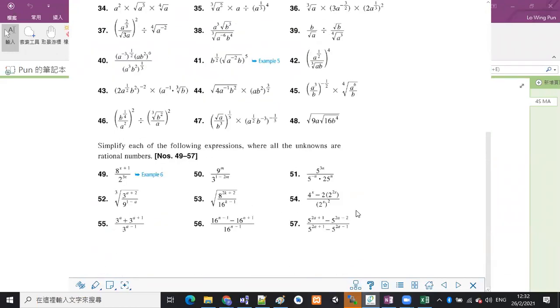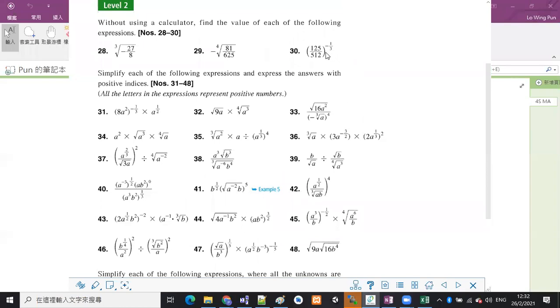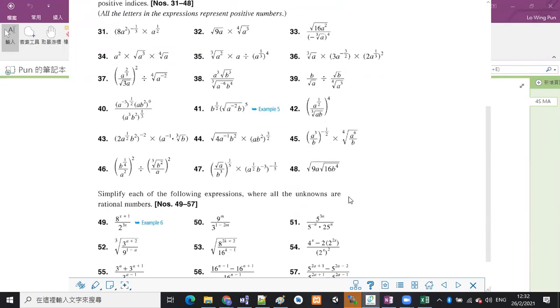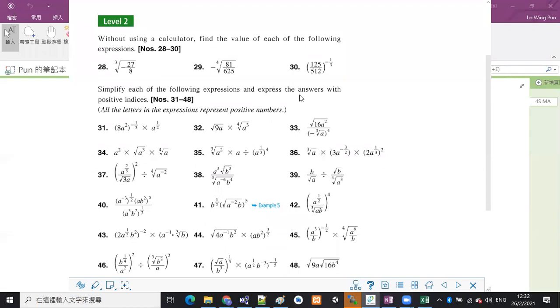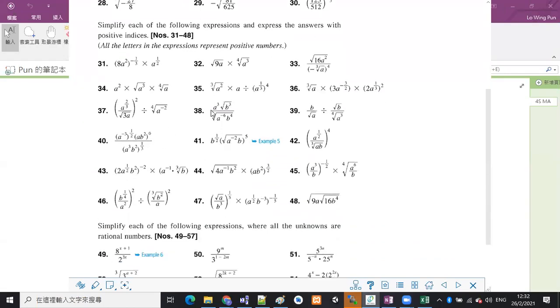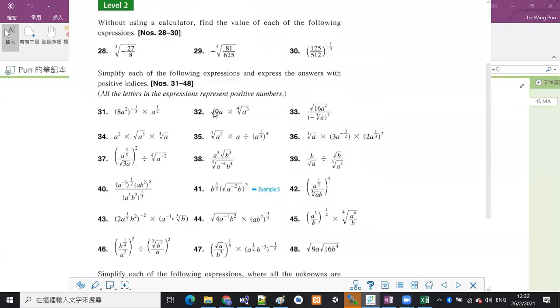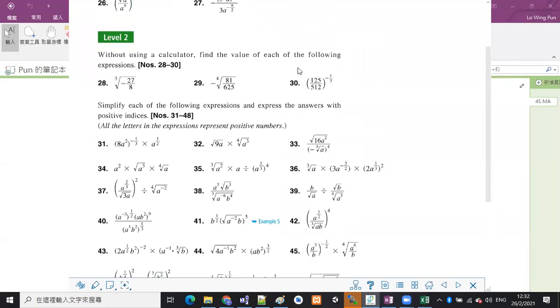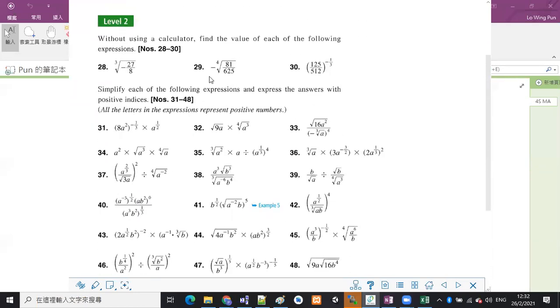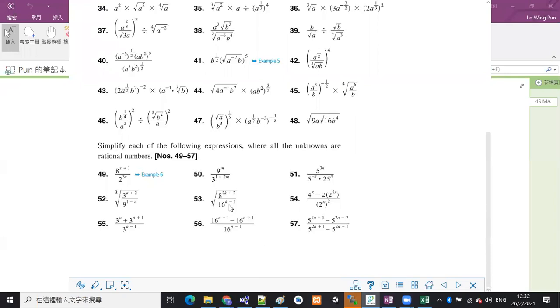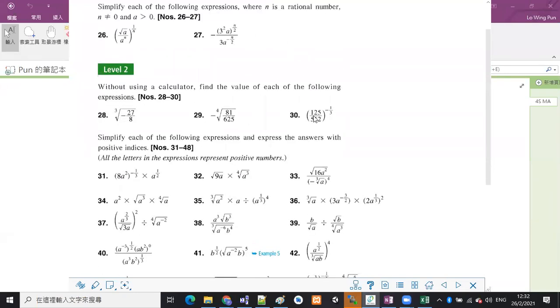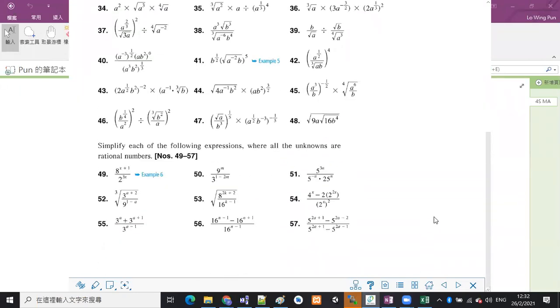Exercise 7A. So I would like you to do some level 2 problems. Let's go to the level 2 problems of exercise 7A. Questions 28 to 57: the multiples of 3 are homework, and the remaining ones are classwork. Please do 28, 29, 31, 32, 34, 35, and so on. The first column and the second column are for the classwork, and the third column will be your homework.